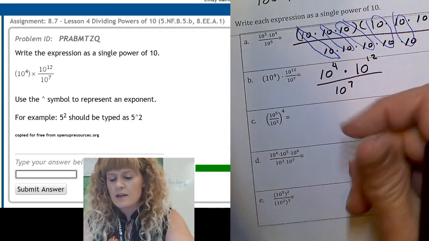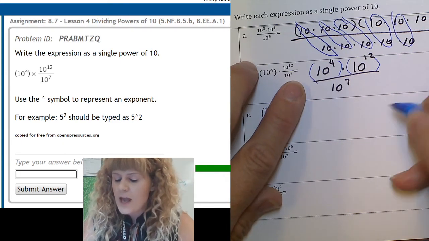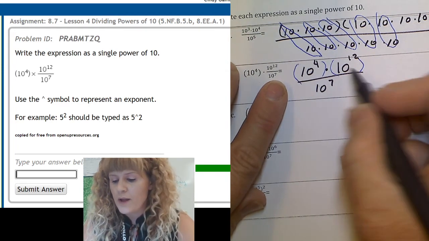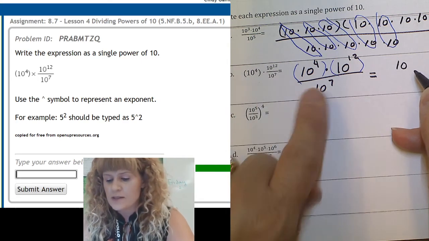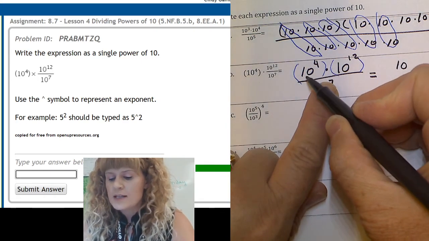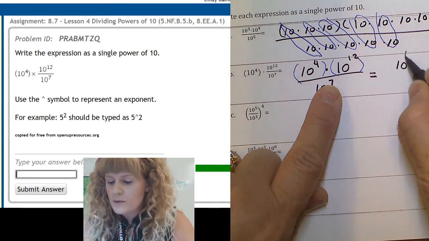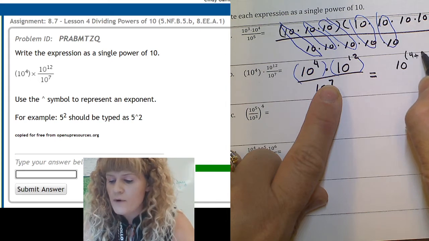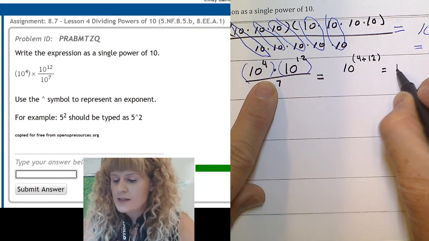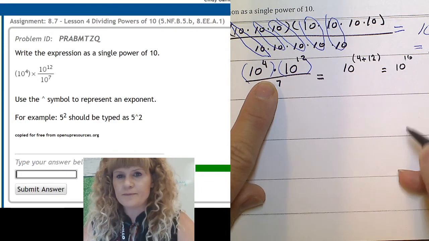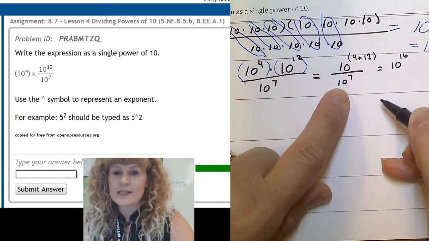Now, you can see in the numerator, I am multiplying 2 powers of 10. So use the product rule. When you multiply these 2 powers of 10, you can add the exponents. So just look at the numerator first. 10 to the 4th power times 10 to the 12th power equals 10 to the power of 4 plus 12. And that is 10 to the power of 16. Now, let me go back and put that denominator there. It didn't disappear. I just left it alone.